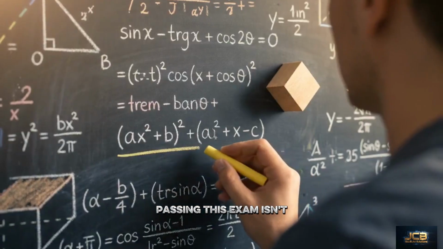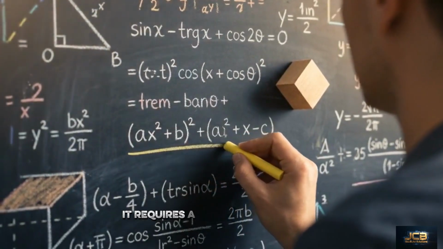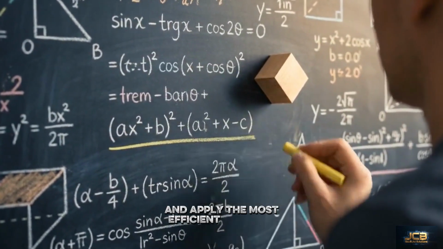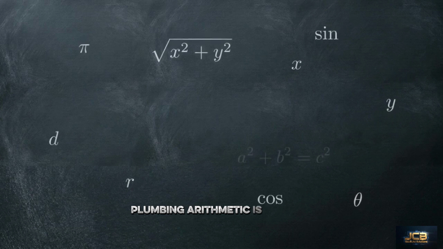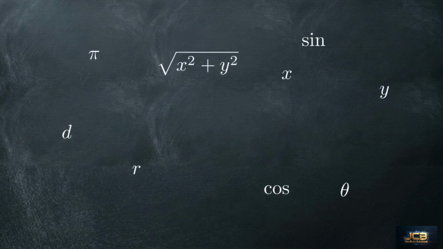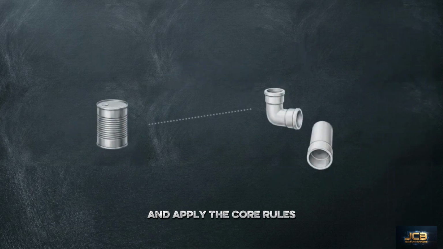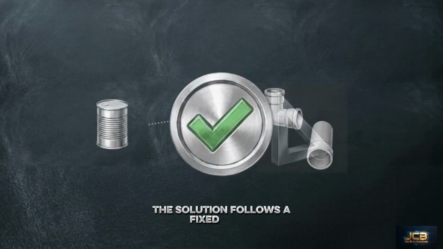Passing this exam isn't about blind cramming. It requires a systematic strategy to identify the type of problem and apply the most efficient solution. Plumbing arithmetic is exactly like reading a schematic. Once you recognize the parameters and apply the core rules, the solution follows a fixed logic.